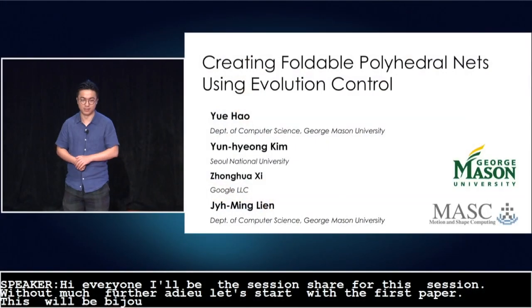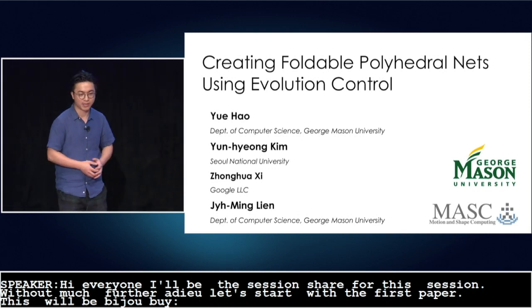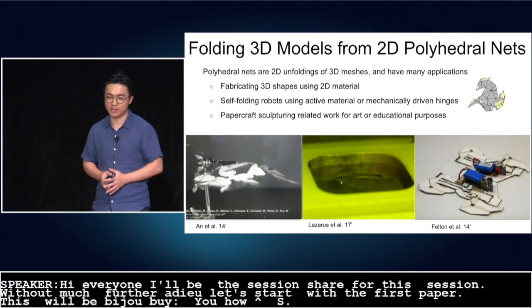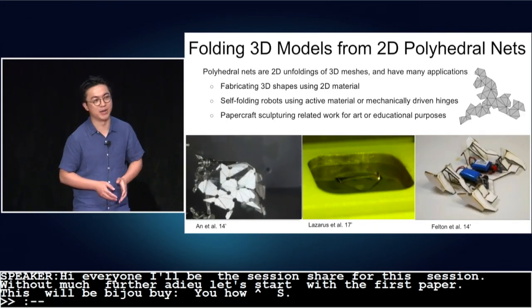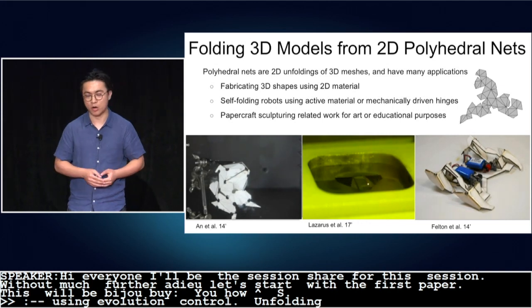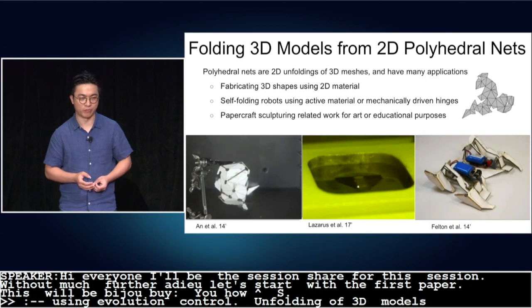My name is Yue Hao. I'm a PhD student in computer science at George Mason University. My topic is creating foldable polyhedral nets using evolution control. Polyhedral nets are 2D unfoldings of 3D meshes. They have many applications, including self-foldable structures using active material, folding metal sheets using lasers, and of course, motion controllers for self-folding robots.